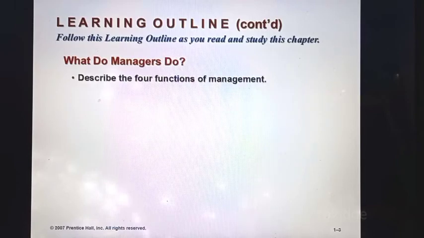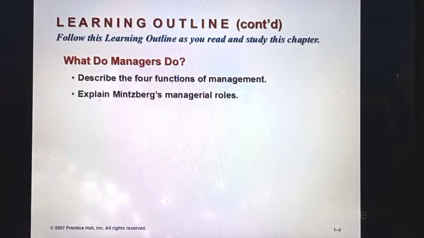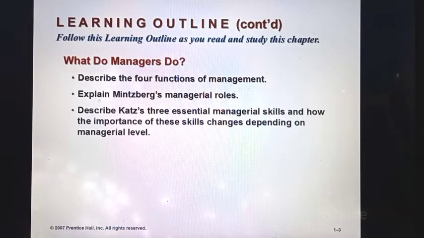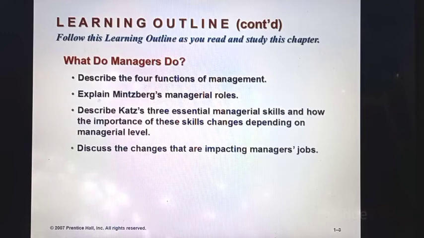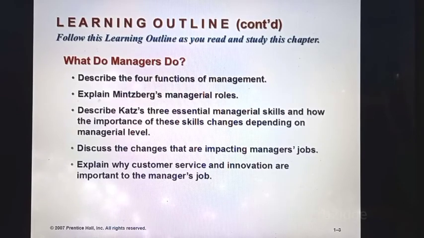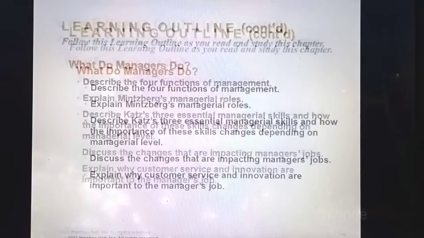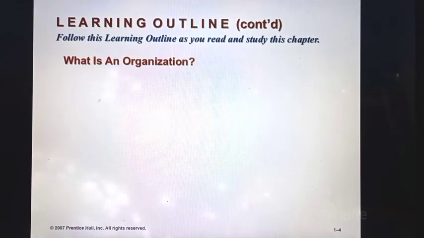We describe the 4 functions of management, explain Mintzberg's managerial roles, describe Katz's 3 essential managerial skills and how the importance of these skills changes depending on managerial level. We also discuss the changes that are impacting managers' jobs, explain why customer service and innovation are important to the manager's job, and what is an organization.